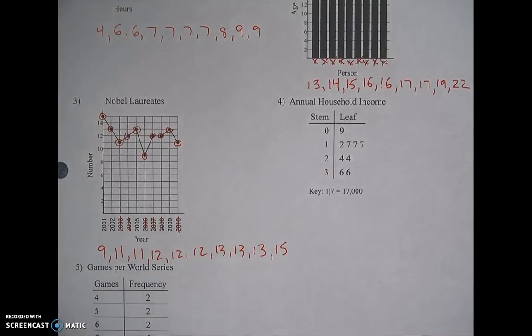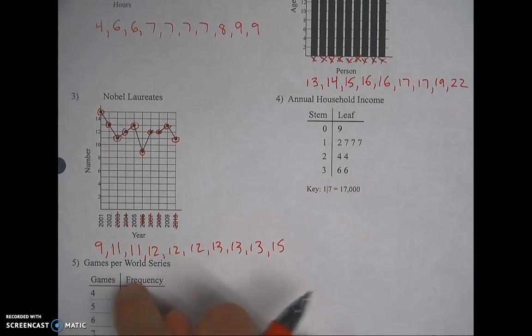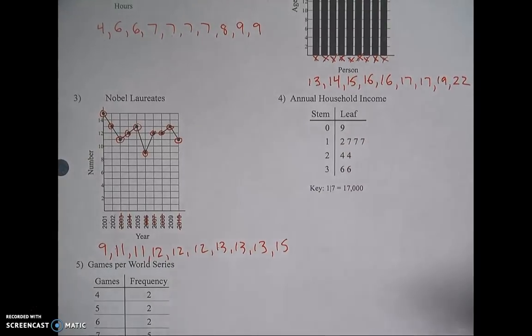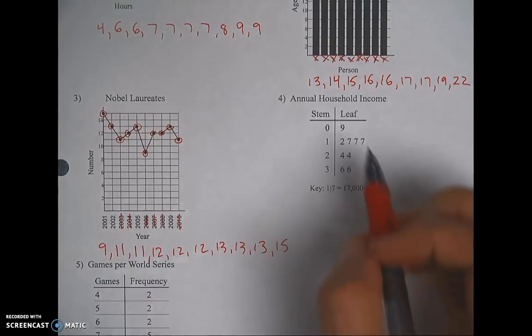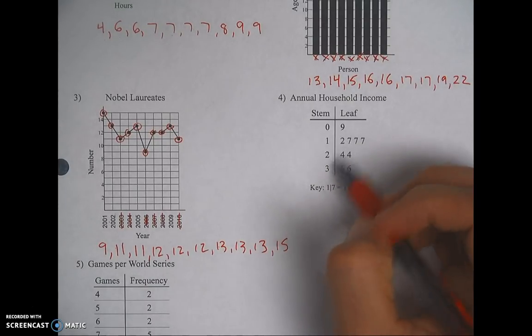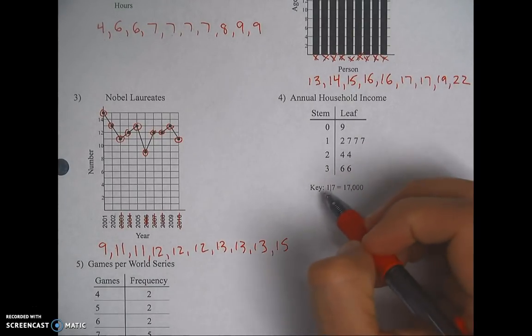All right, the last two now are definitely a little goofy, so we want to make sure we understand these two because they kind of look the same. This is called a frequency chart, and this is called a stem and leaf plot, and we got to be able to handle both of them. So when we look at number 4, you've got the stem and you've got the leaf. Okay, and there's always a key.